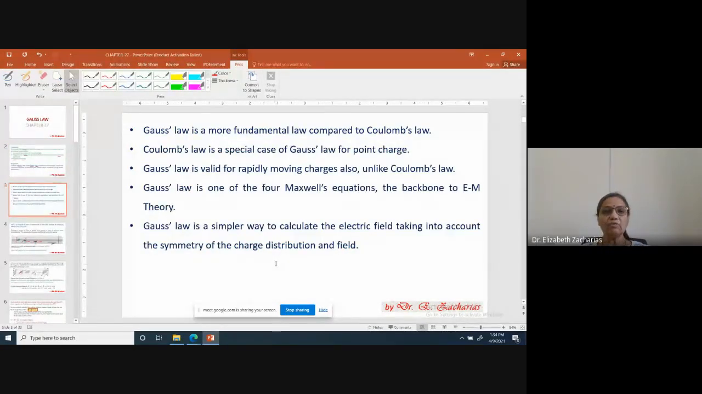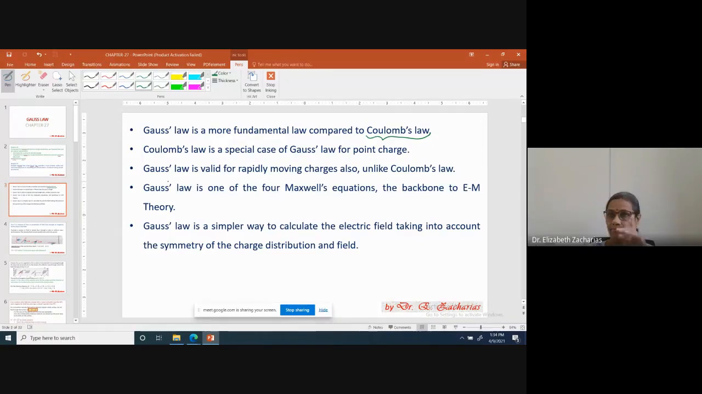So here I'm listing out the importance of Gauss law. The first thing is Gauss law is a more fundamental law compared to Coulomb's law. In the sense, Coulomb's law is just a special case of Gauss law, or Coulomb's law is contained in Gauss law. Gauss law is much more general and more fundamental. The next thing is Coulomb's law is a special case of Gauss law for point charges, which is actually part of the first point.